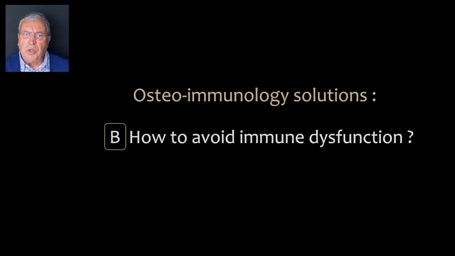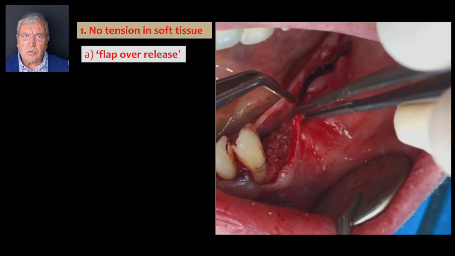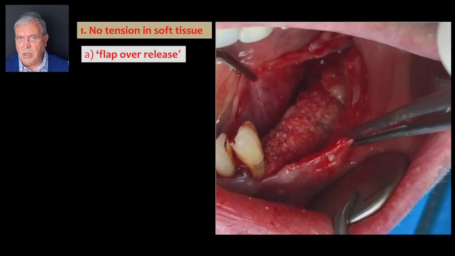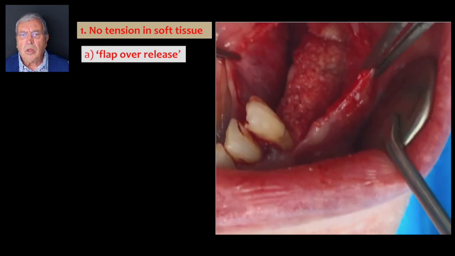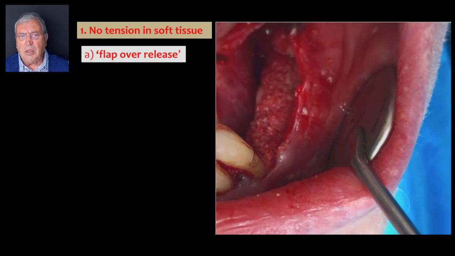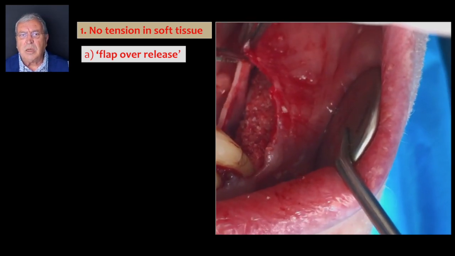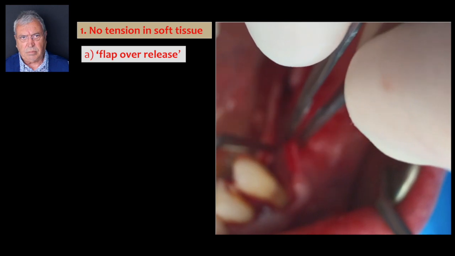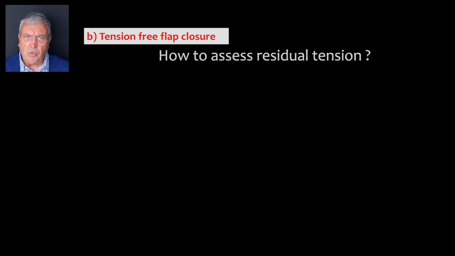The first step was to improve the immune response, but then we need to avoid an immune dysfunction. Immune dysfunction occurs when we meet tension, ischemia. And then we need to manage the flap in order to remove the tension. How to do that? By an over-release. We need to release more than necessary. We need to take care about the tension during the closure. But the question is how to assess the tension when we do a surgery.